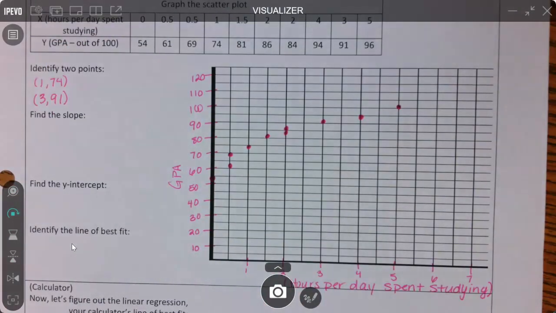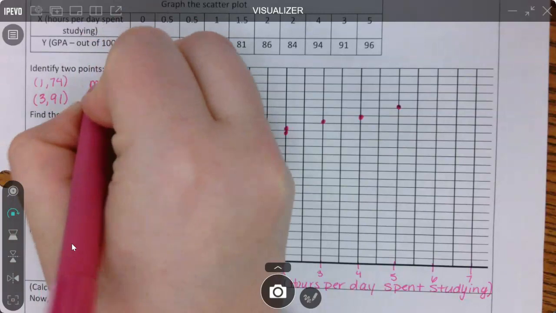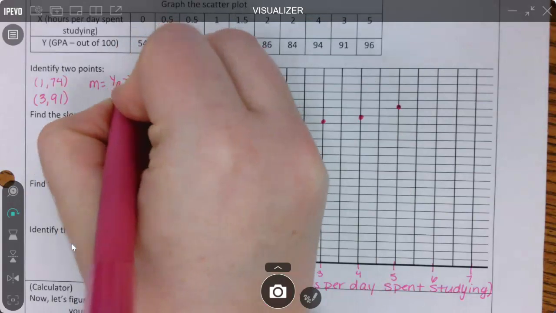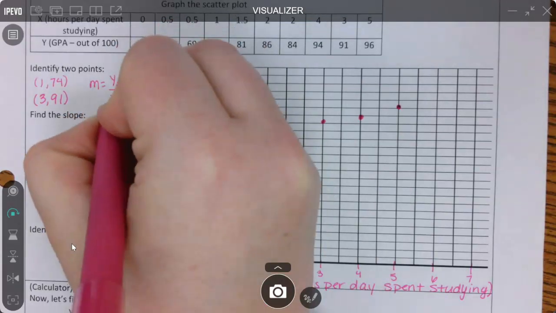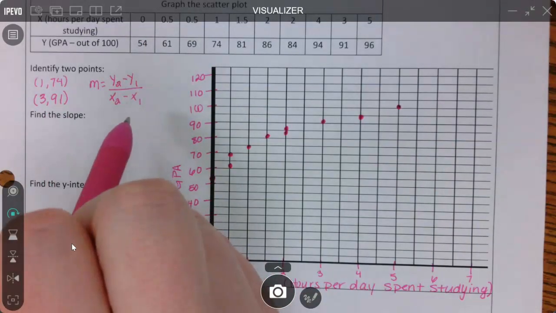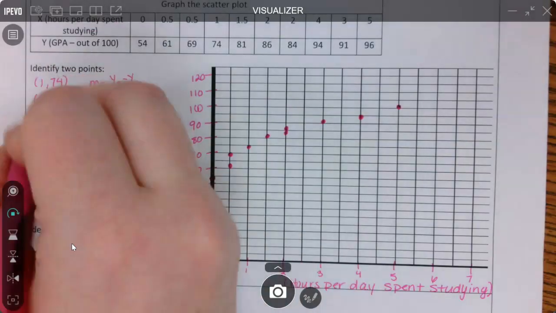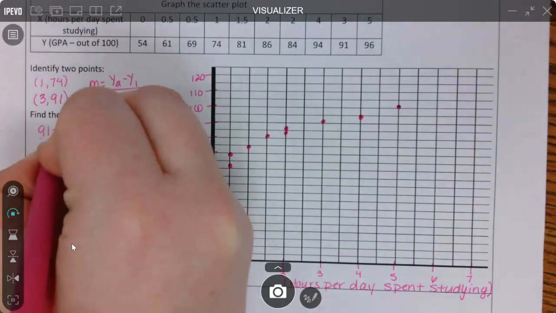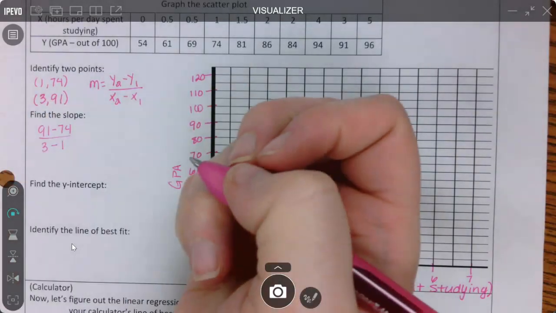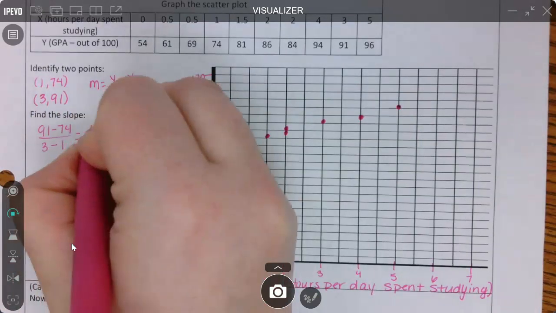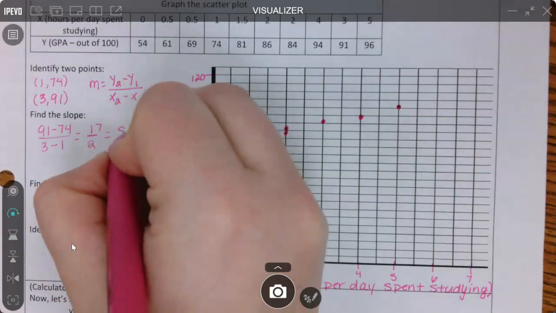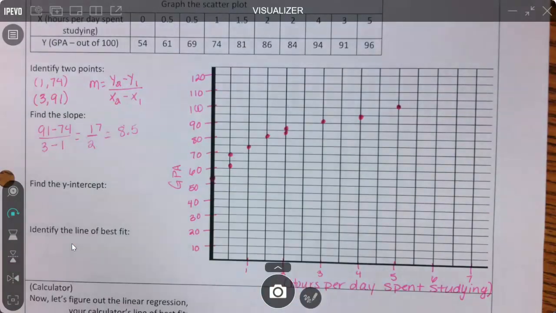So, do you remember the slope formula? That's going to be y sub 2 minus y sub 1 over x sub 2 minus x sub 1. For the slope here, we're going to have 91 minus 74 divided by 3 minus 1. When you do that, you get 17 over 2, and so the decimal version is 8.5. And that's your slope.